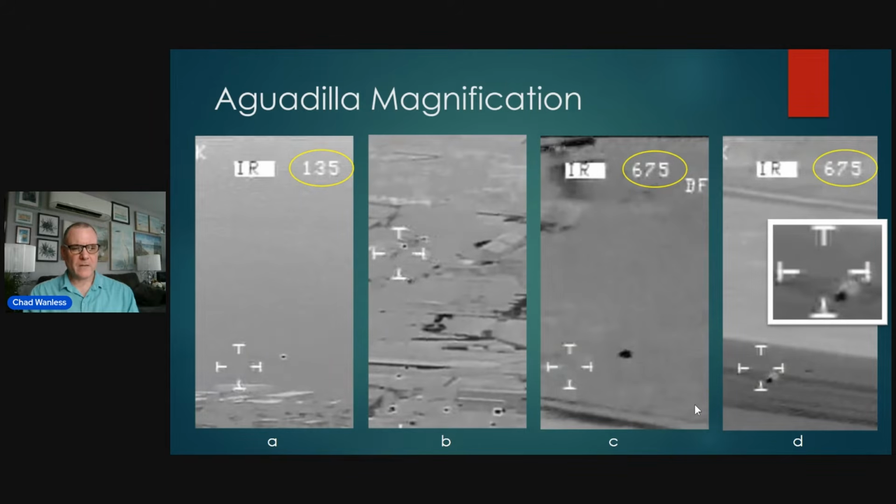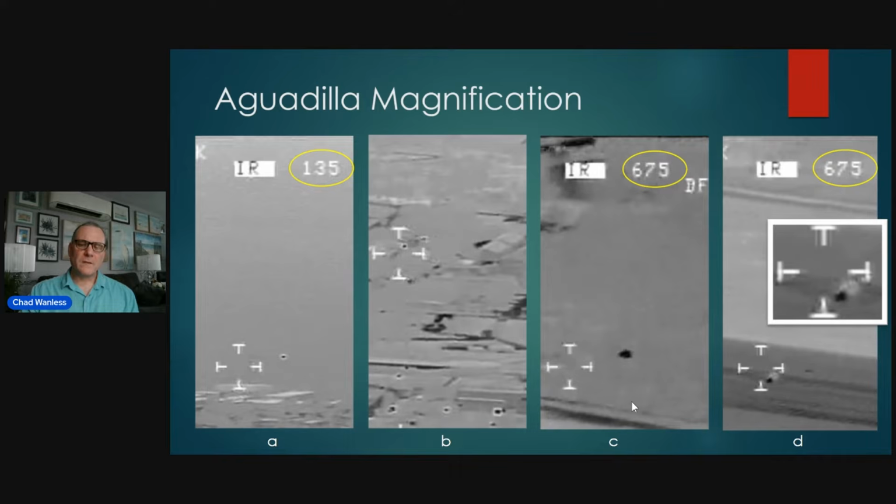The first two images, A and B, were filmed at a distance with it not magnified. The value of 135 was the magnification. You can see the dark round object with a white outline, and there are some objects on the ground that are also dark with a white round outline.